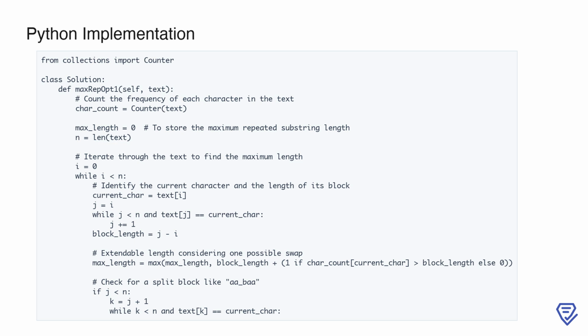We then calculate the maximum possible length of a repeated substring by considering the possibility of swapping one character from outside the block. This is achieved by checking if the total count of the current character, given by char_count[current_char], is greater than the block length. If so, we can extend the block by 1, otherwise, the length remains the same. This value is compared with the current max_length, and the maximum is stored. Finally, we prepare to handle split blocks, such as those separated by a single different character, by ensuring j has not reached the end of the string and moving forward to check for such cases.